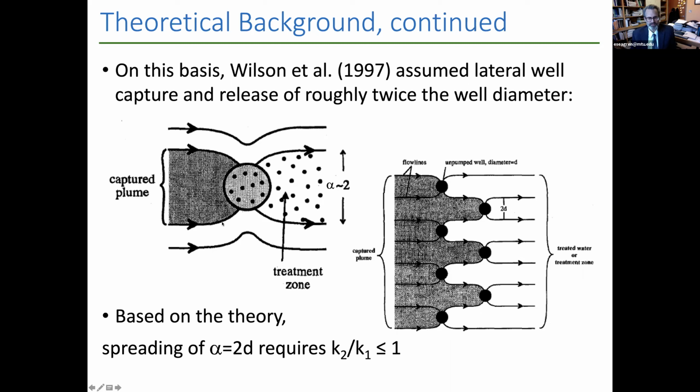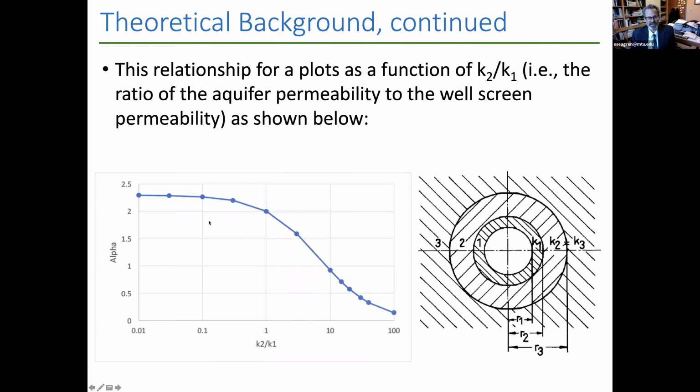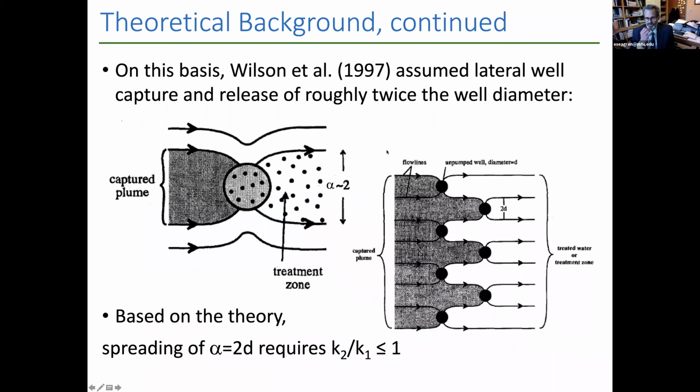So, based on the theory, if we go back to the previous slide, we need to at least have the permeability of the aquifer and the well screen be similar, and we can get the maximum if the permeability of the well screen is at least 10 times the permeability of the aquifer. We can get a little bit greater than 2 spreading. So that was the basis of their design, and that then dictates how close the wells have to be if we have a spreading of 2 times the diameter of the well. Obviously, this is going to take a tremendous number of wells if we have a wide plume that we're trying to treat.